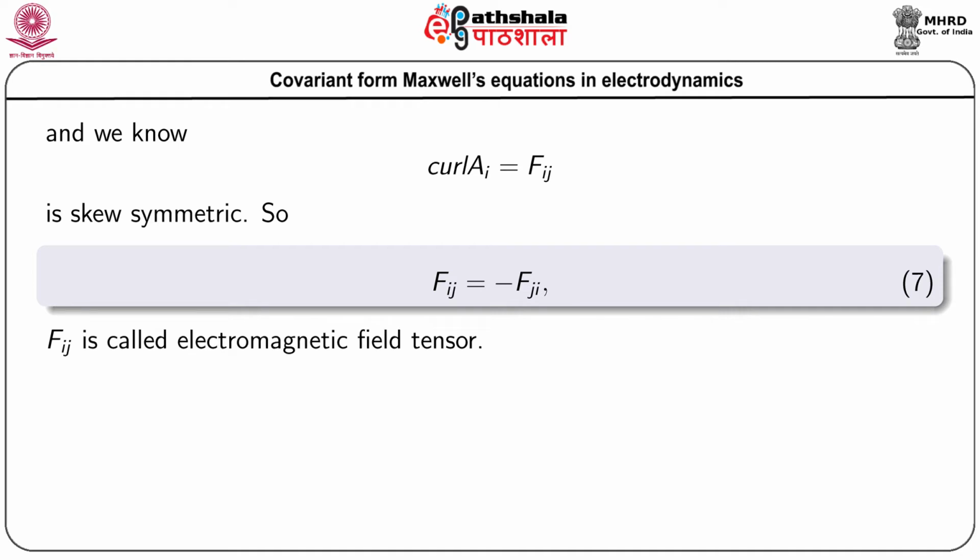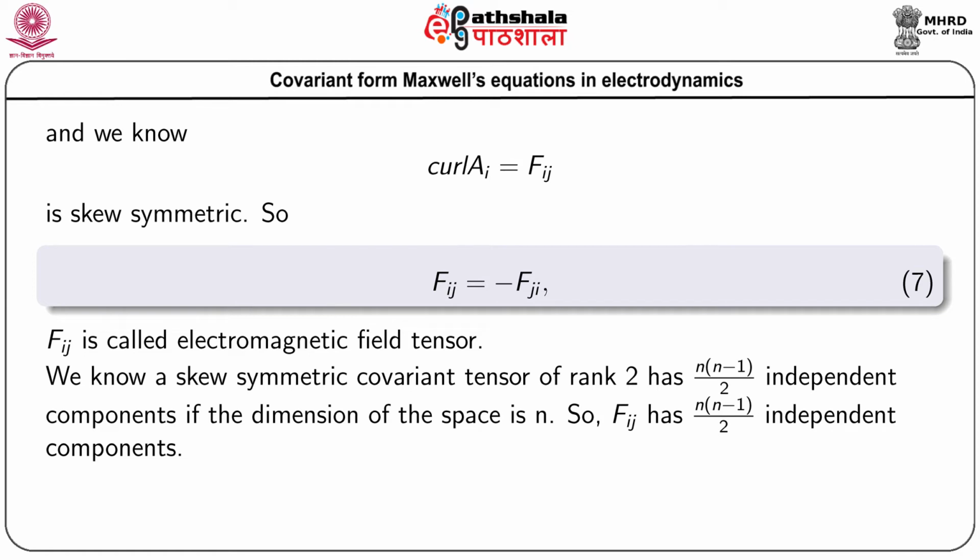Now, this F_ij is called electromagnetic field tensor. So, it is a covariant tensor of rank 2 and it is a skew symmetric tensor. We know that a skew symmetric covariant tensor of rank 2 has n(n minus 1) by 2 independent components if the dimension of the space is n. So, F_ij also has n(n minus 1) by 2 independent components. So, if the dimension is 4, F_ij has 6 independent components.